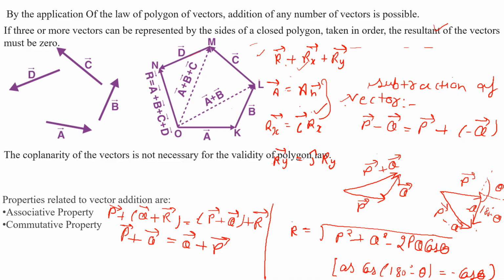Simply, we also discuss the subtraction of a vector from a vector, which is the addition of the negative vector. Means P minus Q is equal to P vector plus minus of Q vector.